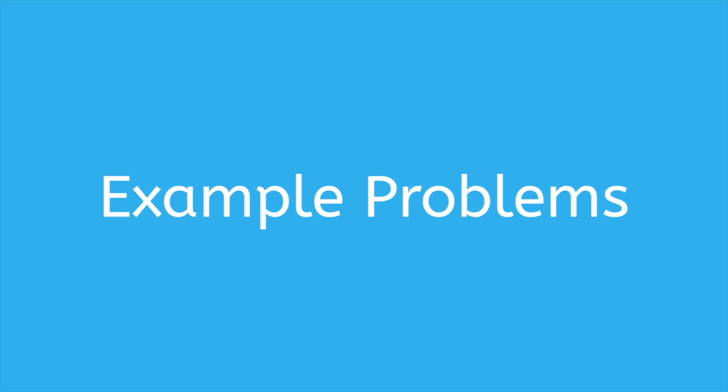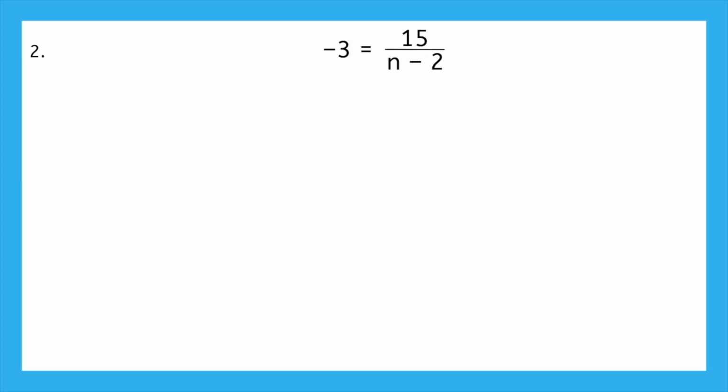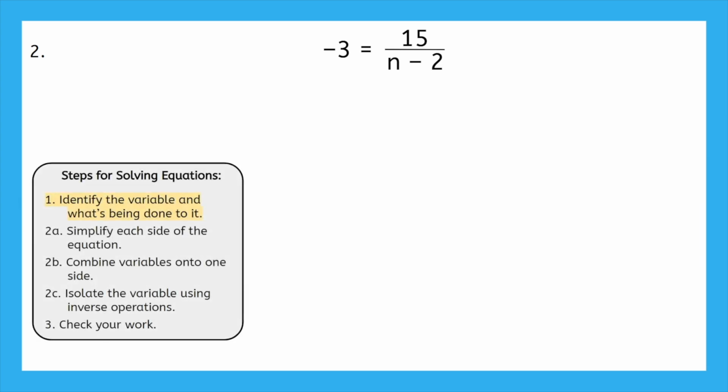It's time for some example problems. Solve for n using inverse operations. -3 equals 15 over n minus 2. How would you describe what's happening to the variable? Well, the n is being subtracted by 2, but 15 is also being divided by it after it's been subtracted by 2. It might be tempting to think the first step is adding 2 to both sides.